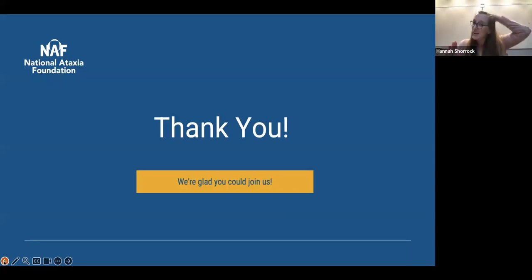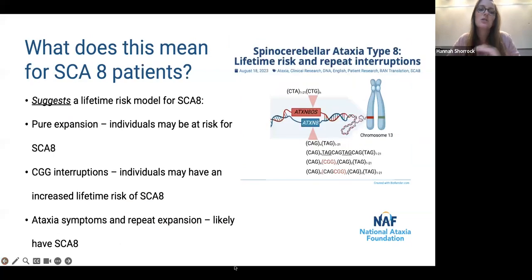So this is a phenomenal question. This is something that researchers have debated since 1999, when the first study of SCA8 was published. So I'm just going to go back, if I can, to this lifetime risk model. This is what we suggested in the paper. And again, this is an individual study, so it won't make its way to clinic yet. It needs more data to support it.